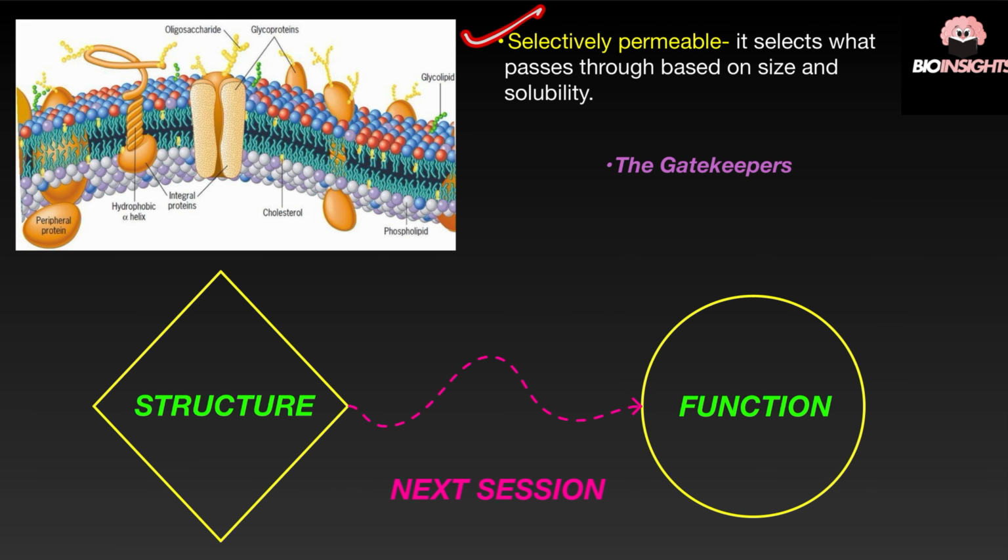The fluid mosaic model also explains the selective permeability of the cell membrane. It selects what passes through based on size and solubility. So basically they act as gatekeepers. Now the question is, how do different molecules actually cross the plasma membrane? So in the next session, we will move from structure to function. We will break down active and passive transport and other forms of transport.